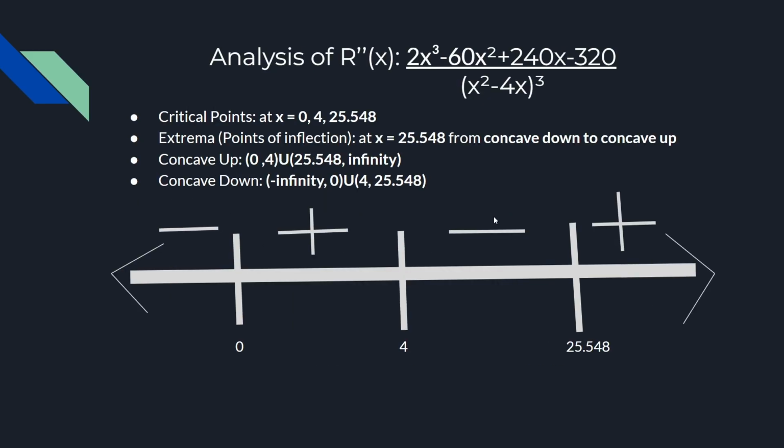Here's my analysis of the second derivative. So we have the critical points at x equals 0, 4, and 25.548. There's one point of inflection at x equals 25.548 where R(x) goes from concave down to concave up. So R(x) is concave up on this interval and then concave down on this interval.